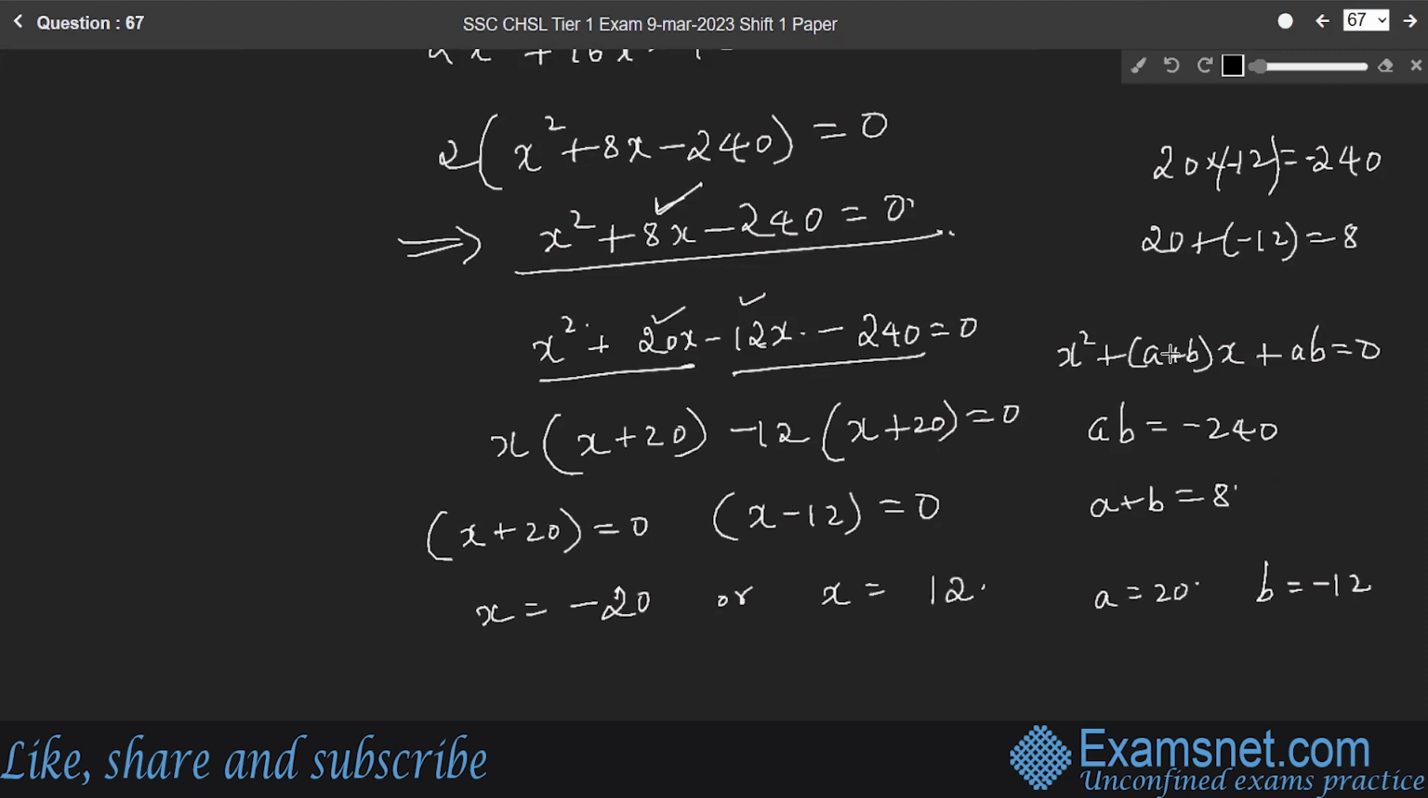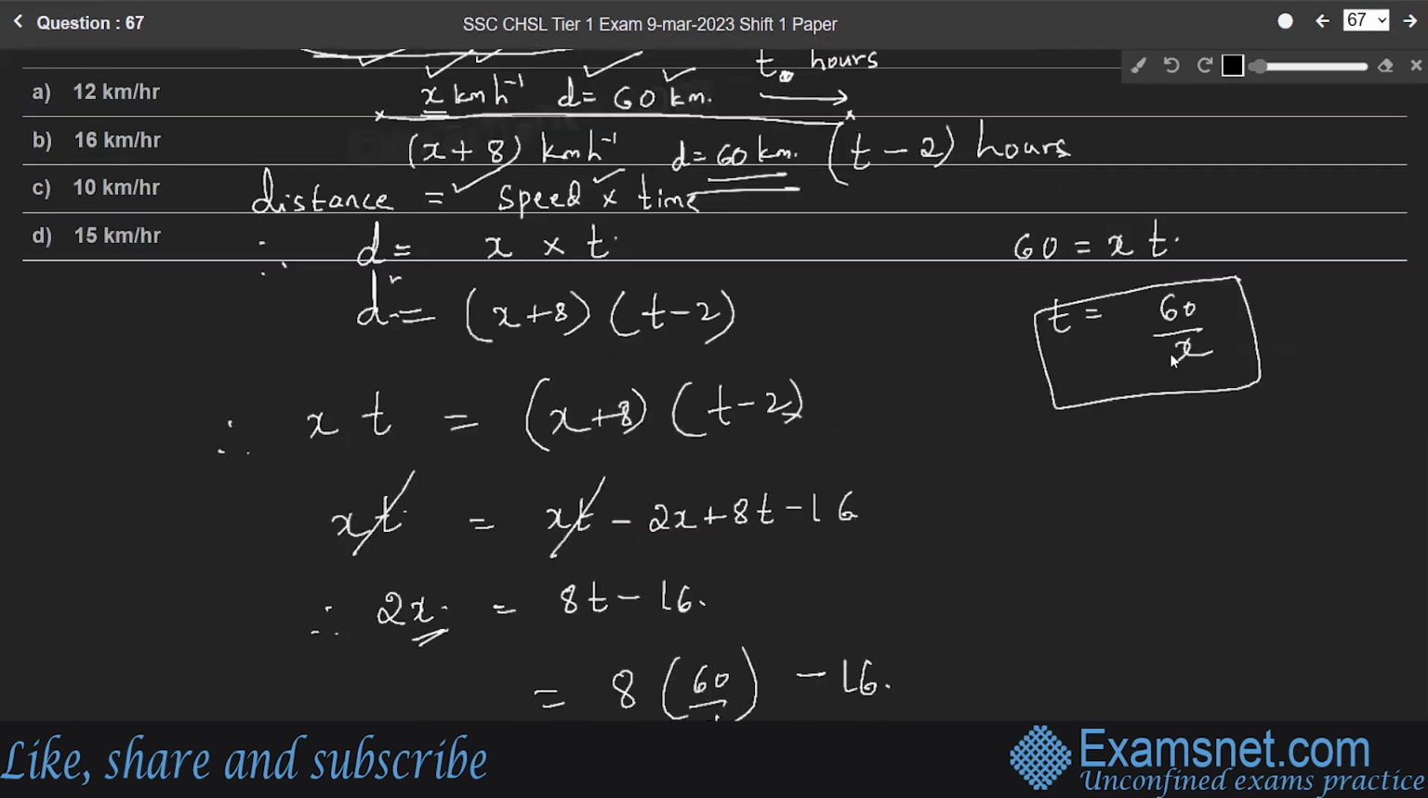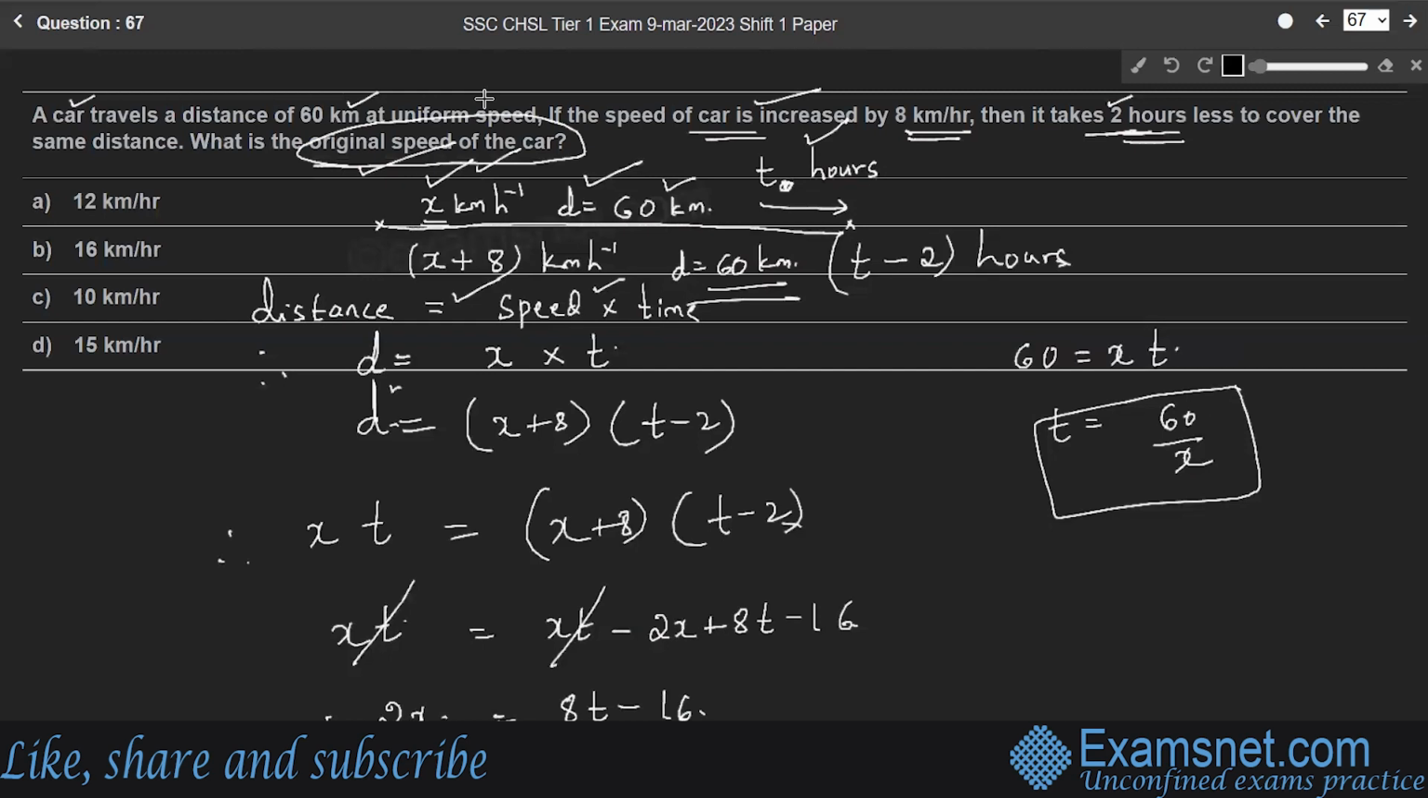So what is x? Original speed of the car. Since speed cannot be negative, just avoid this negative value. Therefore, x is equal to 12 km per hour. Right? Original speed of the car is 12 km per hour. Therefore, option A.